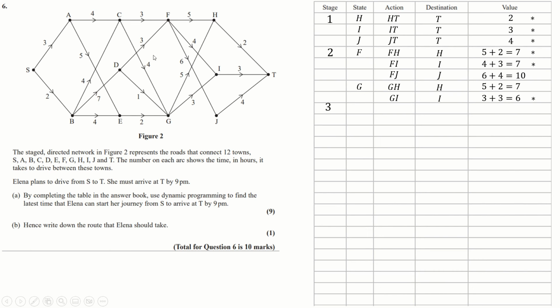Stage 3 can either be at C, D, or E. We'll start with C, which can go to F or G, and that's going to be 3 plus the F journey, which is 7, or it's going to be 4 plus the G journey, which is 6. Both of those are the same, so we star both.